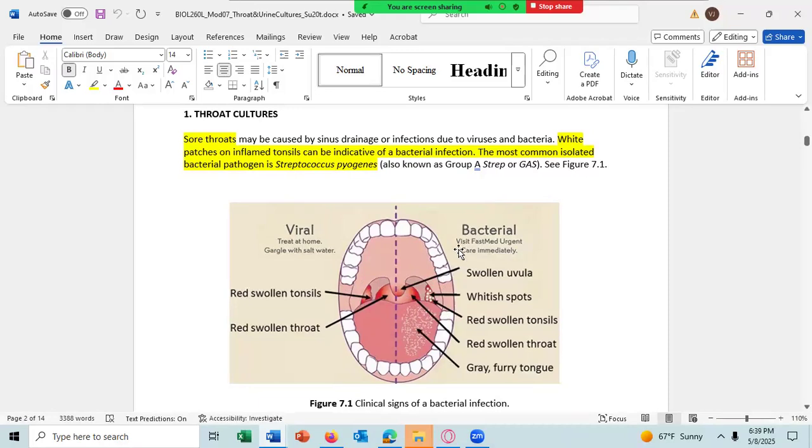The most common isolated bacterial pathogen is Streptococcus pyogenes, also known as Group A Streptococcus or GAS. I don't use that one, and I almost never use Group A Streptococcus. I use the species name.